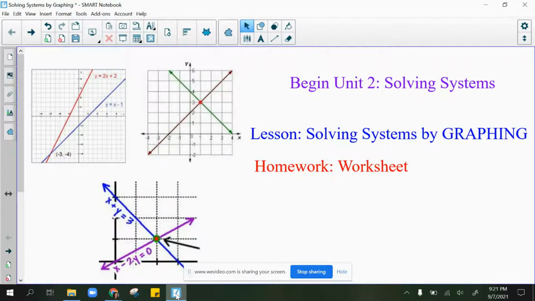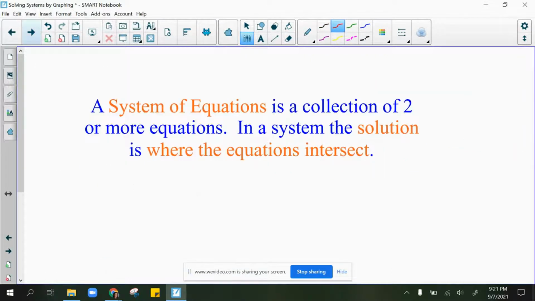This video is the beginning of Unit 2. Now we're moving on to solving systems, which is something that you did learn in Algebra 1. What we're going to focus on today is how do you solve systems by graphing only, okay? So the first thing is a system of equations is just two or more lines. So we want to look for where they intersect. So that's what we're going to be focusing on today.